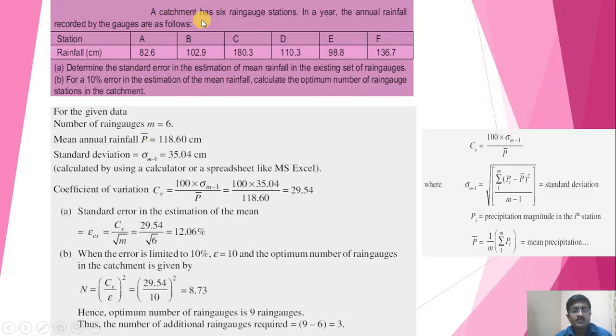Example 1 is a catchment of 6 rain gauge stations. In a year, the annual rainfall recorded by the gauges are as follows. The stations are A, B, C, D, E, F, and the rainfall of every station is given in centimeters. For A it is 82.6, for B it is 102.9, for C it is 180.3, for D it is 110.3, for E 98.8, for F 136.7.